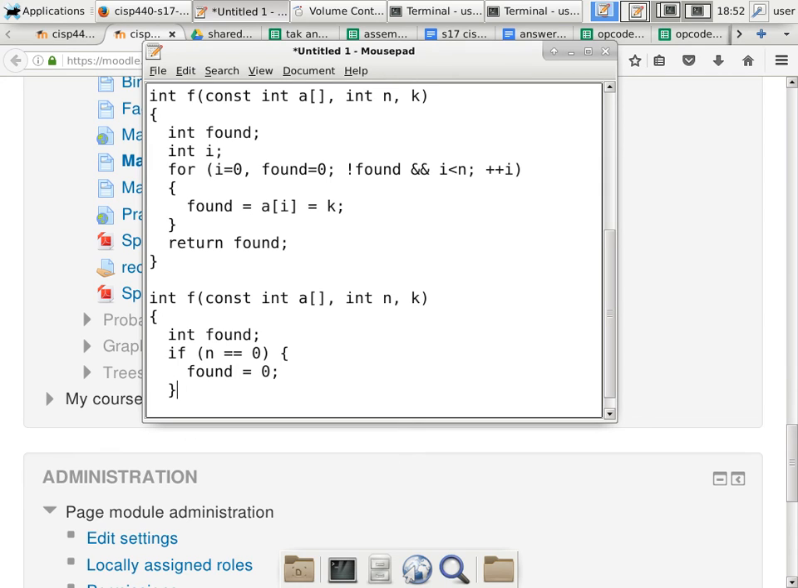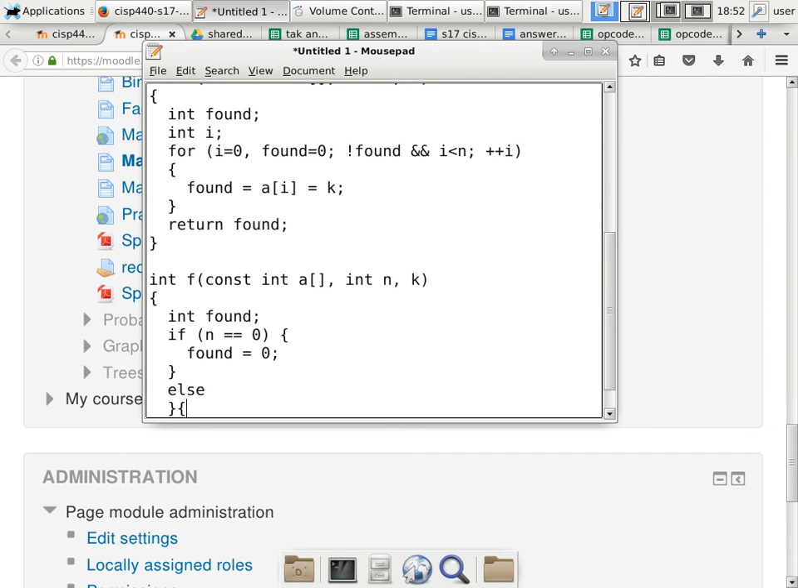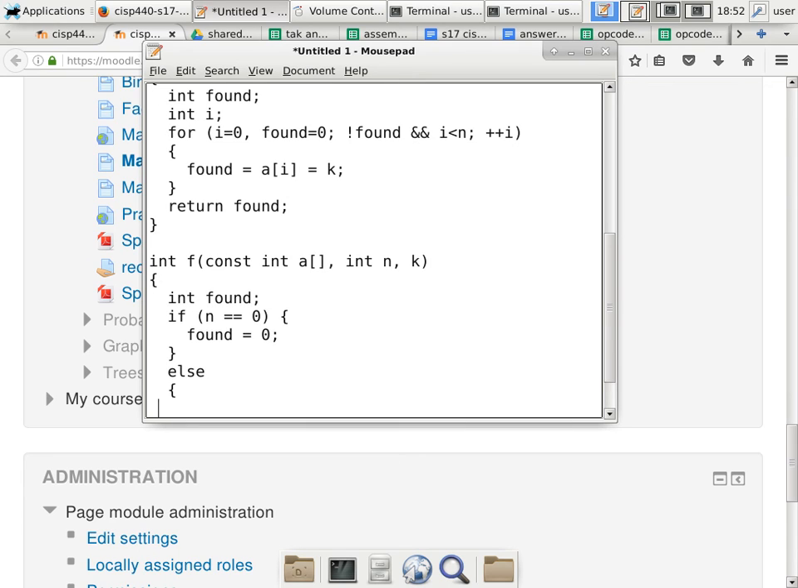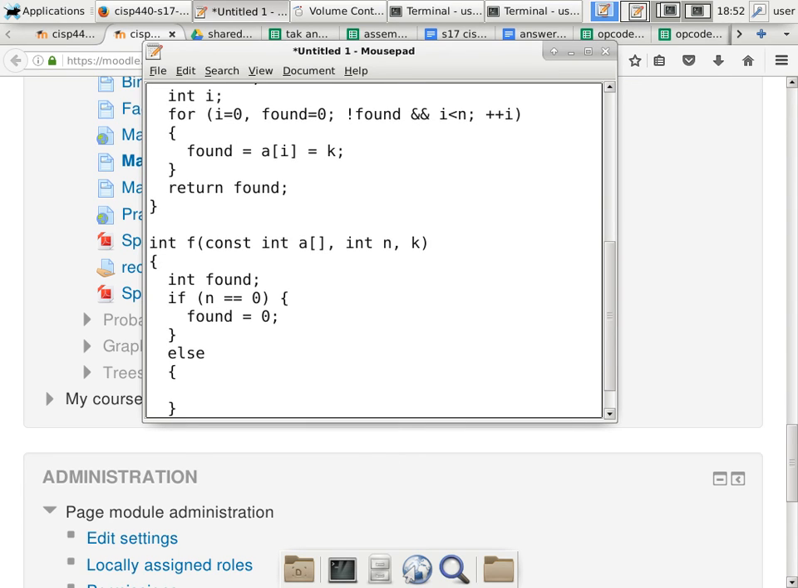What about the else case then? What if this is not an easy one? What about the else? Well, the else is saying that n does not equal 0, which means the array is non-empty, okay? So if the array is non-empty, there's always the first element, don't you think? Any array that is not empty always has element 0. Okay, so we'll say, oh, well, in that case, we'll check element 0. So we say if a[0] equals k, then we'll say found is true.